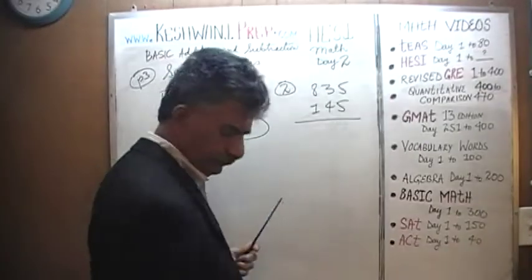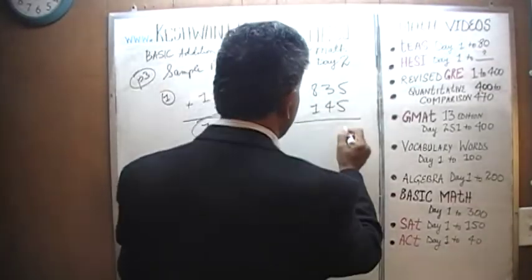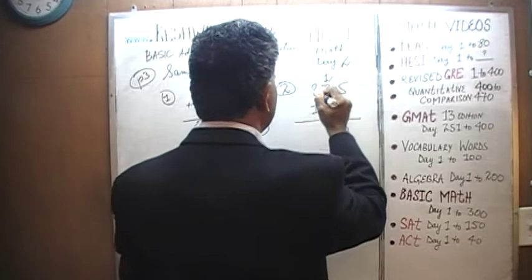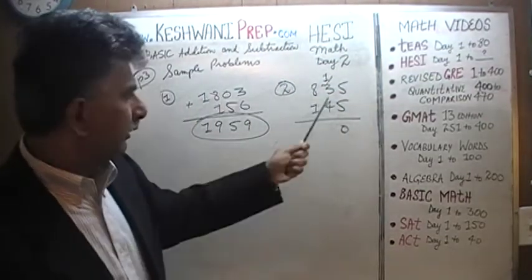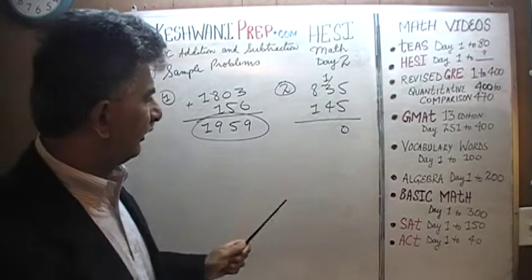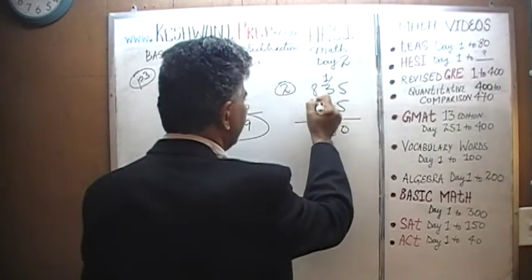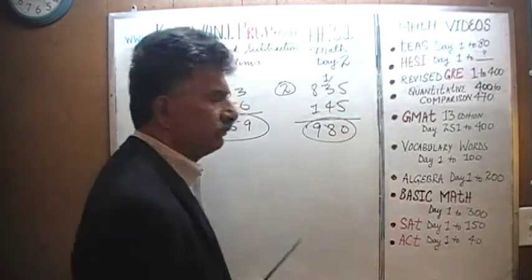5 plus 5 is 10. That's a 0. Carry 1. Whatever it is that you're carrying, put it on the top. Don't try to remember it. 3 plus 1 is 4. 4 plus 4 is 8. And finally, 8 plus 1 is 9. There you go, you see? Something close to 1,000.